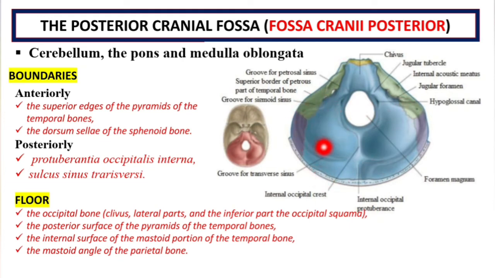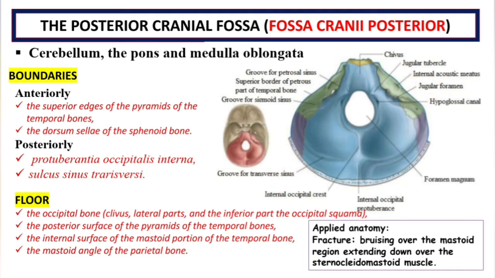Alright, so what are the prominent features? The internal acoustic meatus, I told you on the previous slide. There is also the jugular foramen, hypoglossal canal, and jugular tubercle. Those are the most prominent things. If there is any fracture, there will be bruising over the mastoid region extending down over the sternocleidomastoid muscle, because I told you it attaches on the mastoid process.